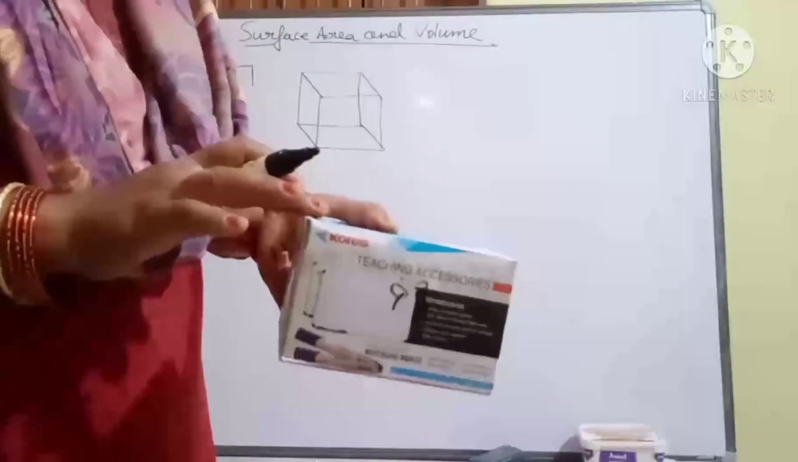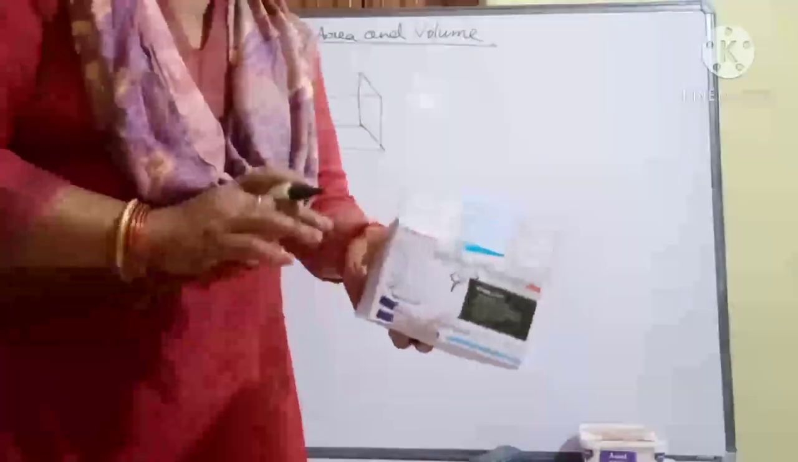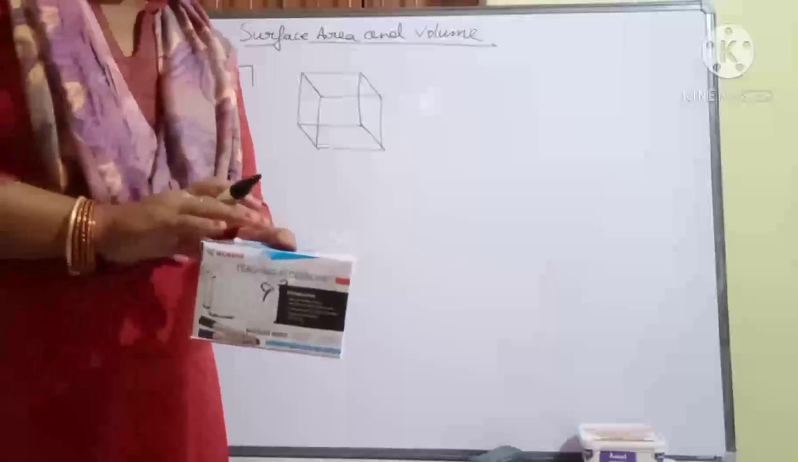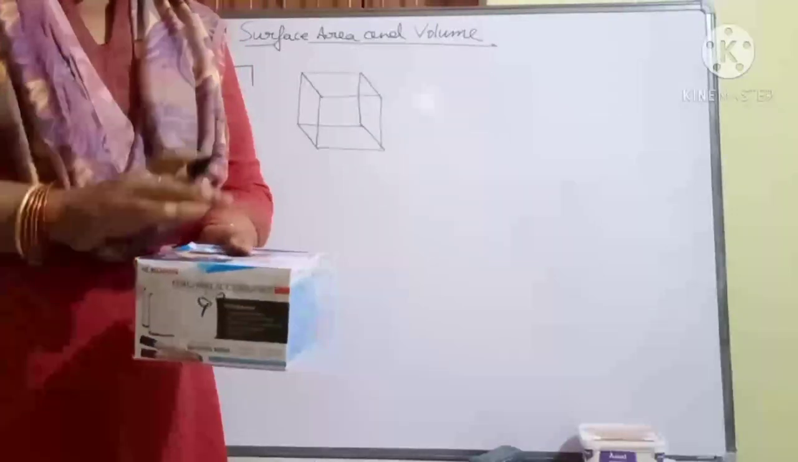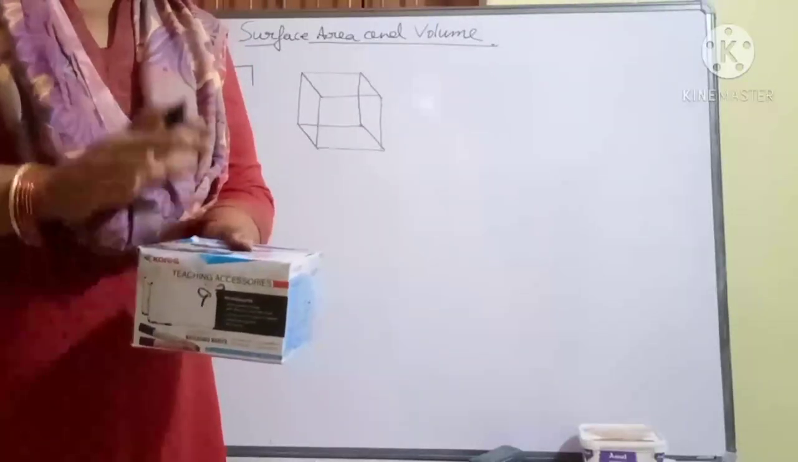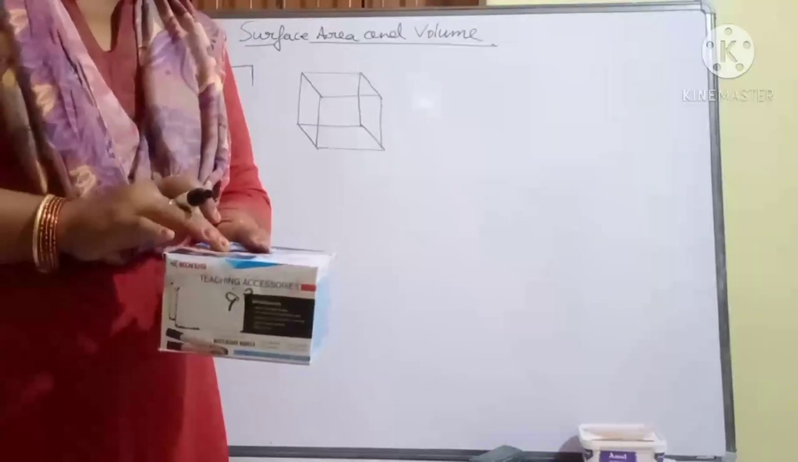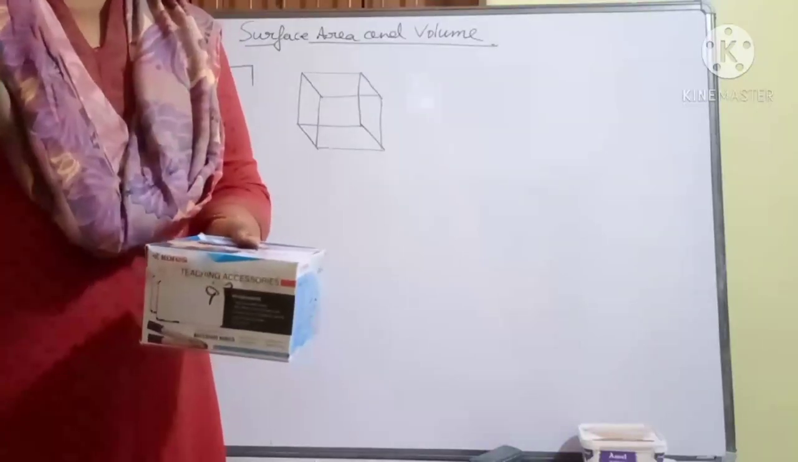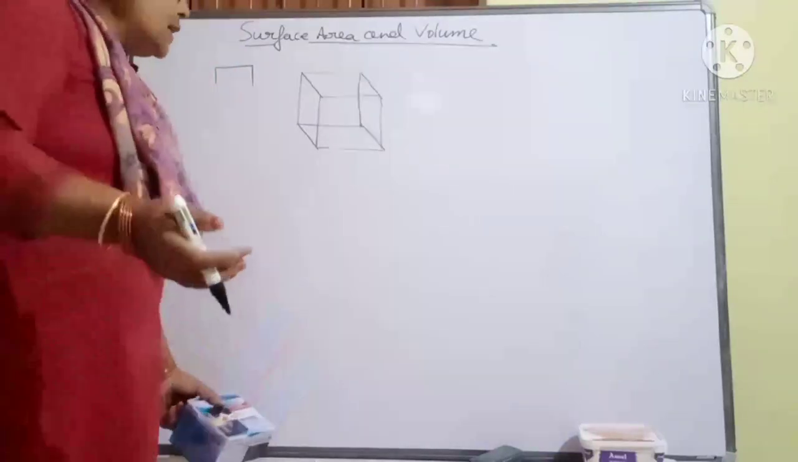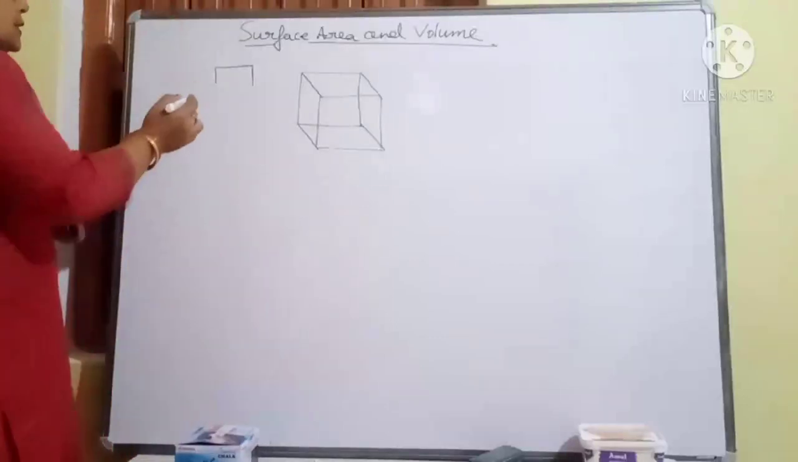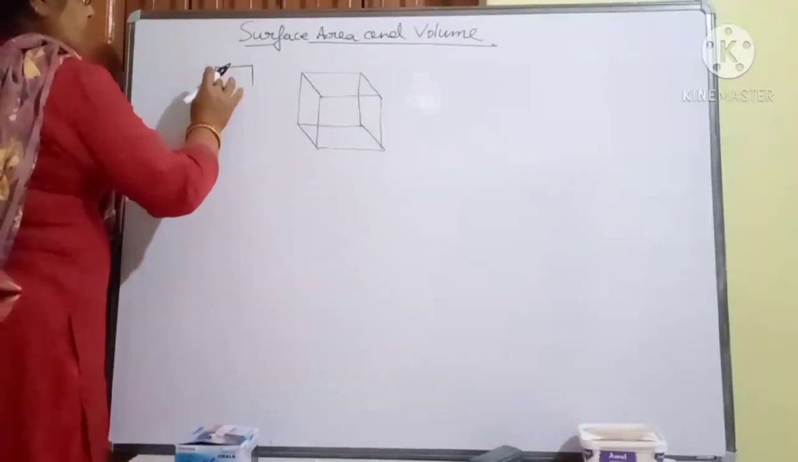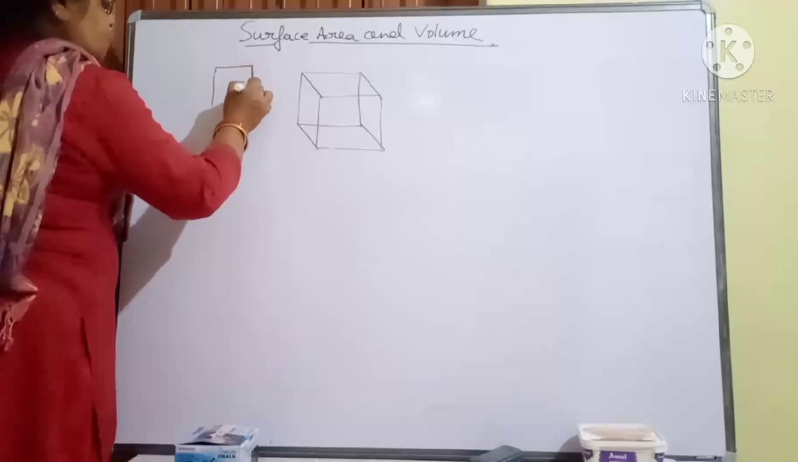So how many faces are there? 6 faces. So what will be its total surface area? Every face has a square shape, and every face has area A square. How many faces are there? 6 faces. So what will be its area? 6A square. See that, beta? It is an example. Suppose it is a square.